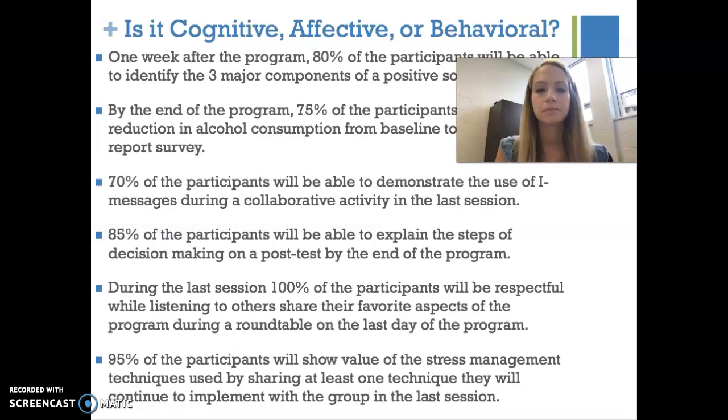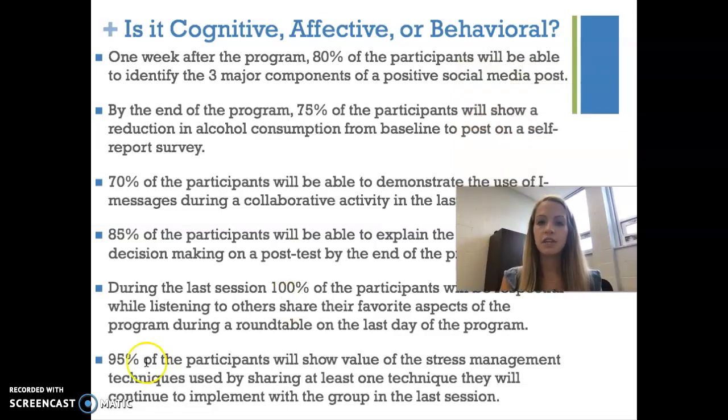of the program. During the last session, 100% of the participants will be respectful while listening to others share their favorite aspects of the program during a roundtable on the last day of the program. 95% of the participants will show value of the stress management techniques used by sharing at least one technique they will continue to implement with the group in the last session. All right, so take some time and think through these, and let's go through them and figure out which ones they are, cognitive, affective, or behavioral.